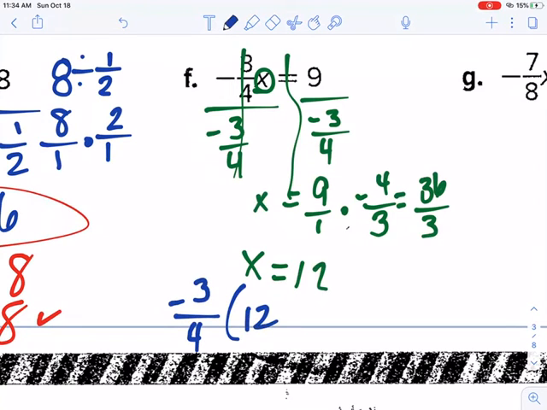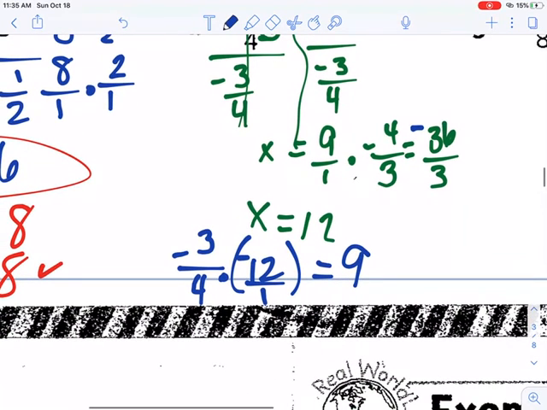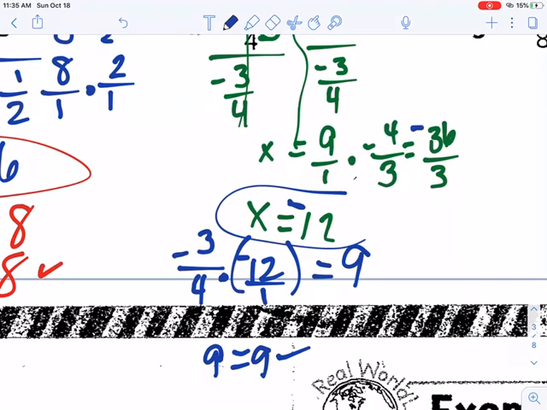-3/4 times 12. Does that give you 9? We can make that over 1. 36 divided by 4 is 9. Oops, we made a mistake. We get a -9, but it's a positive 9. We should have made that negative. So this should have been negative. See, that's why we do our check steps. So this is 9. 9 equals 9 then. So our answer is -12. Be careful to check your positives and negatives, just like I didn't do, and then I figured it out at the end. That's why we do our check steps.